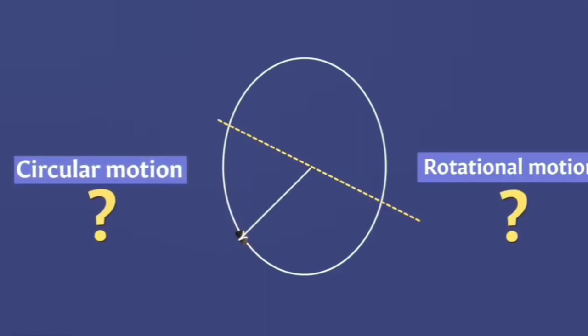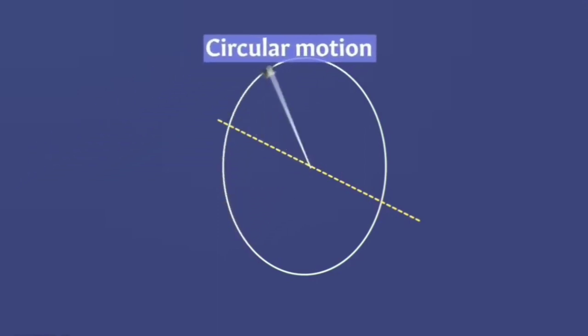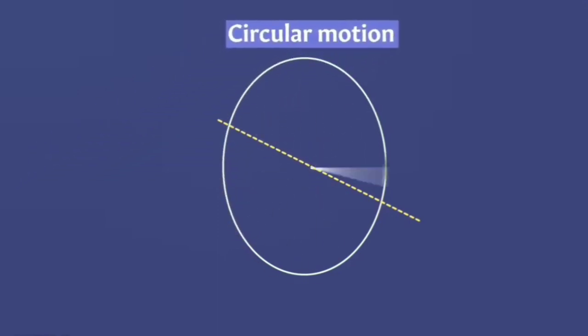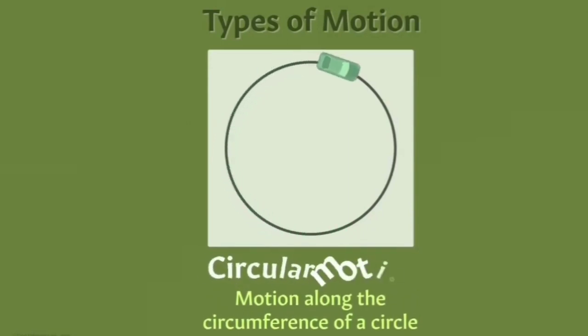Hence, we don't call this motion rotational motion. This is circular motion and not rotational. So this is the difference between circular and rotational motion. If a body moves along the circumference of a circle, we say that it's performing circular motion.